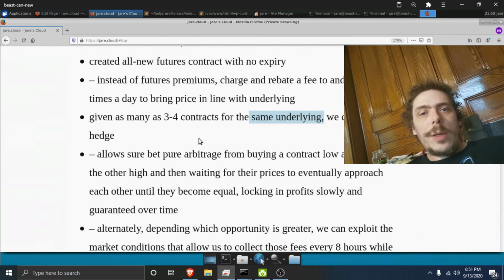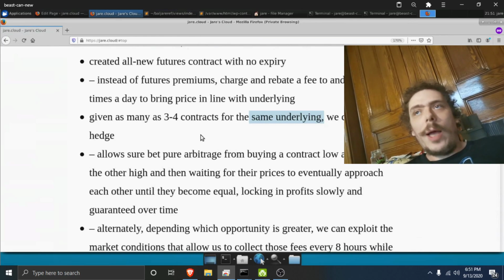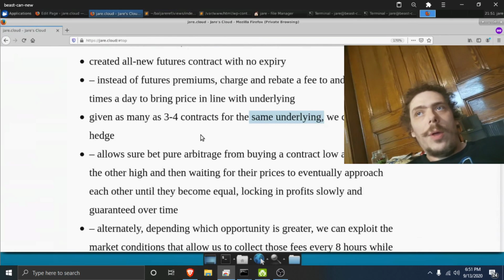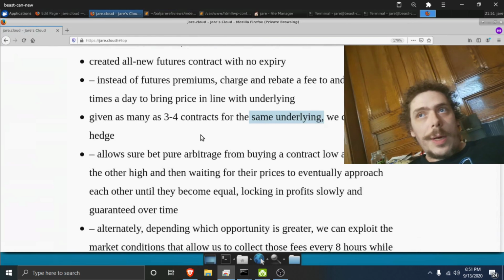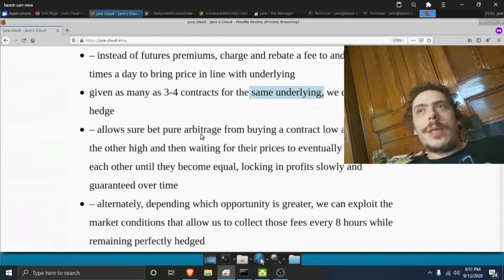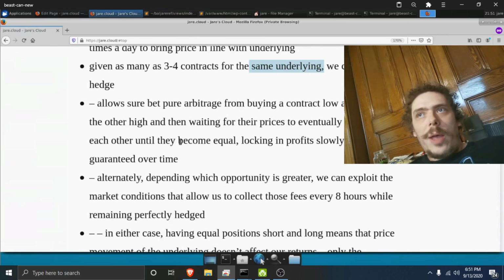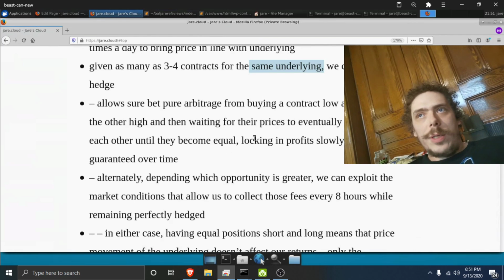It means we can buy or sell an equal amount of one of these contracts in the other contract. We can long and short, so that basically when the price of the underlying goes up or down, one of our positions will go up and the other one will go down equally so that it nets out to zero. So this allows sure bet arbitrage from buying a contract low and selling the other high, and then waiting for the prices to eventually approach each other until they become equal, which locks in profits slowly and guaranteed over time.